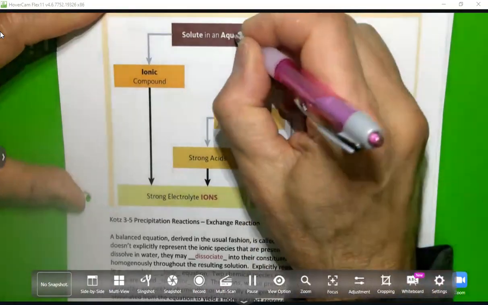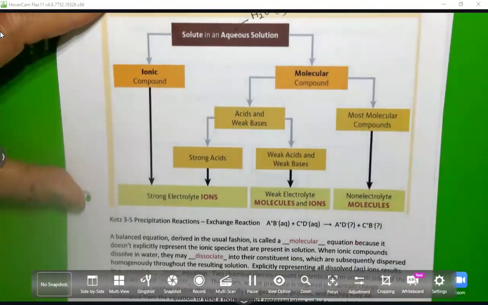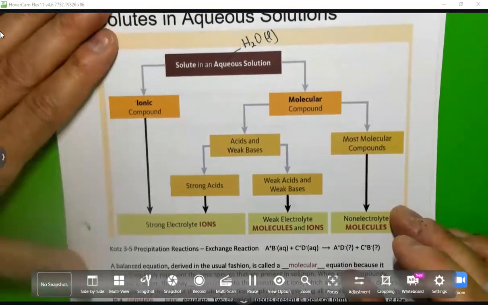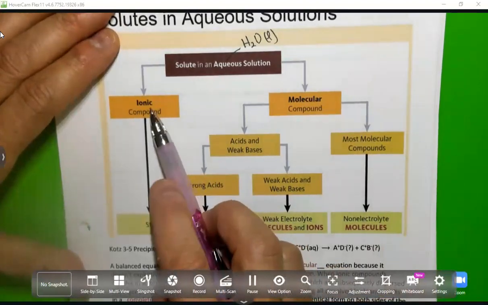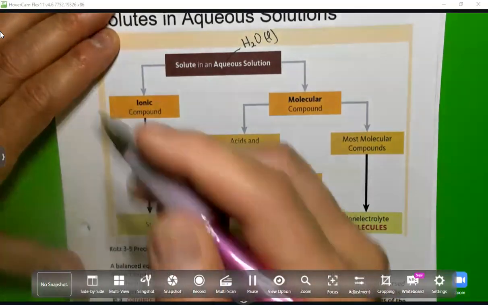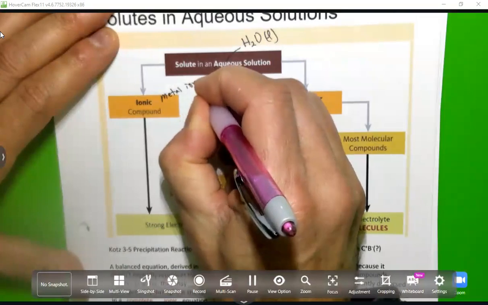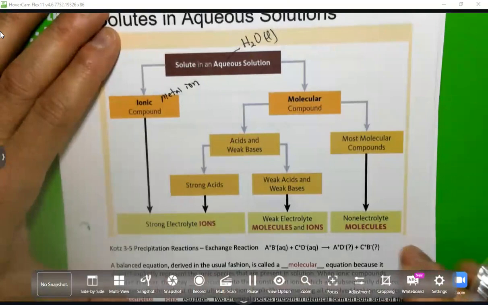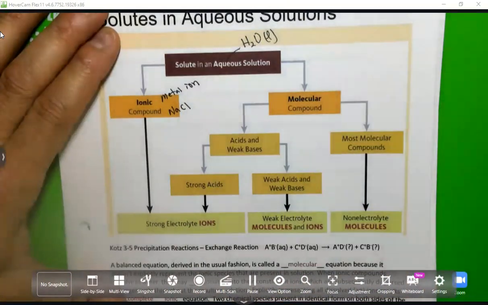So aqueous solution just means water, correct? Liquid water. Let's try to give examples of these. An ionic compound starts with a metal ion. What's an example of that? Table salt would be an ionic compound, right? Table salt.